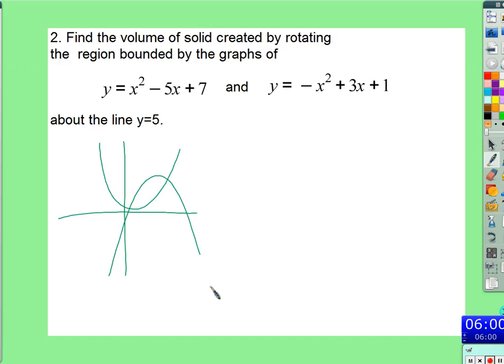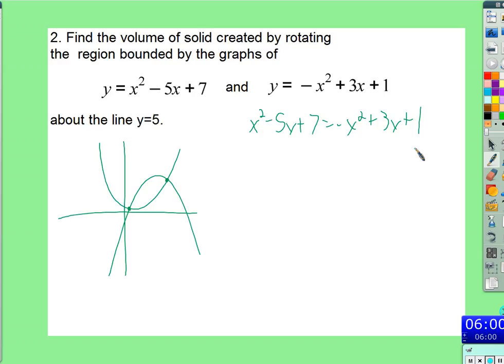Because the x squared part has its parabola. Yes, we could do that. But maybe this is too clever: what if we found these two intersection points? Then we'd have an idea of where this stuff was. That was clever. So let's do that. How do we do that? Make them equal to each other. X squared minus 5x plus 7 equals negative x squared plus 3x plus 1.